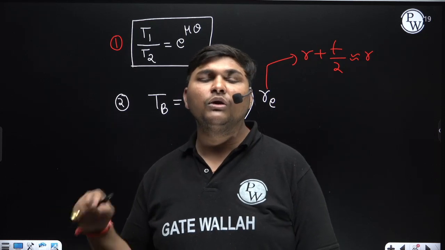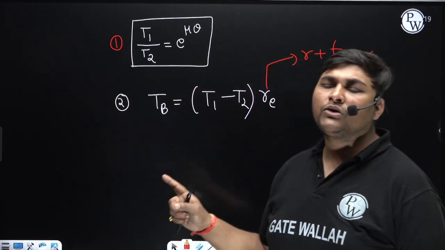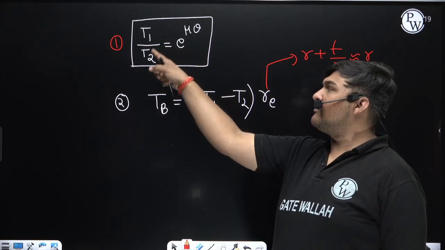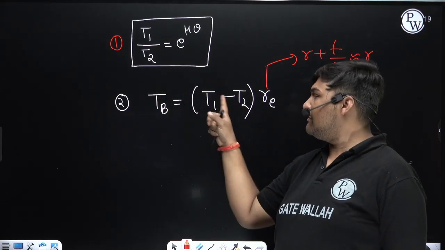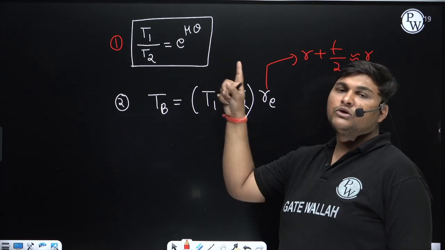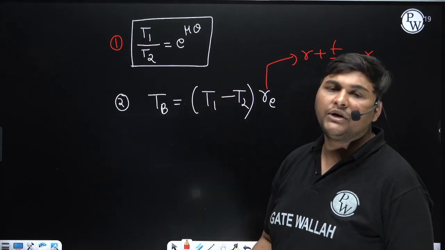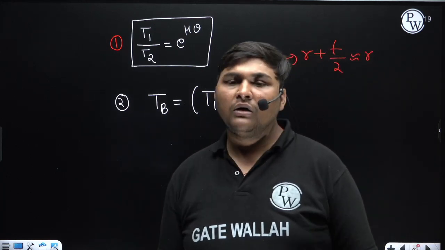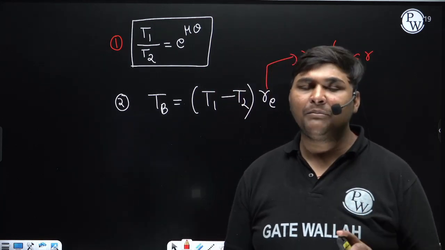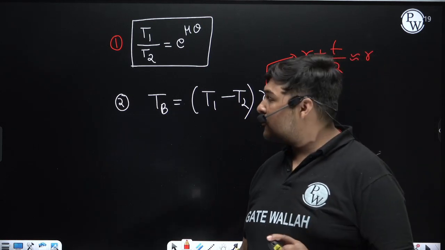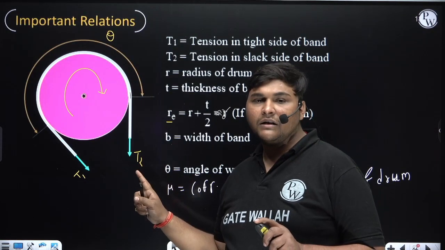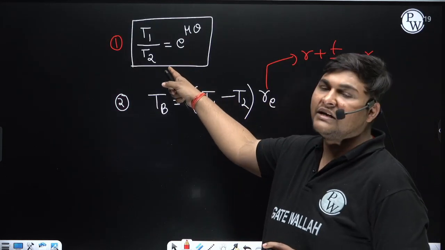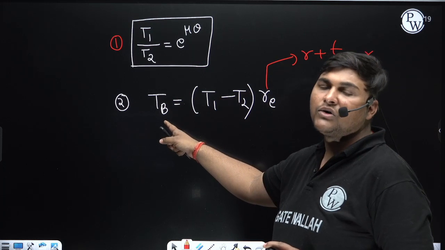T1 by T2 is equal to e to the power mu theta, and braking torque is equal to T1 minus T2 into RE. If mu theta is given in the question, we will get one relation between T1 and T2. If braking torque is given, we will get another relation between T1 and T2. With two equations and two unknowns, you can find T1 and T2. So till now in band brake we have discussed how to find which side is the tight side and slack side, the relation between tight side tension and slack side tension, and the relation of braking torque.